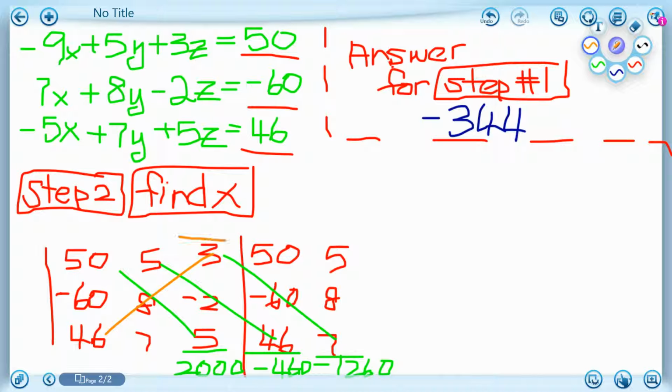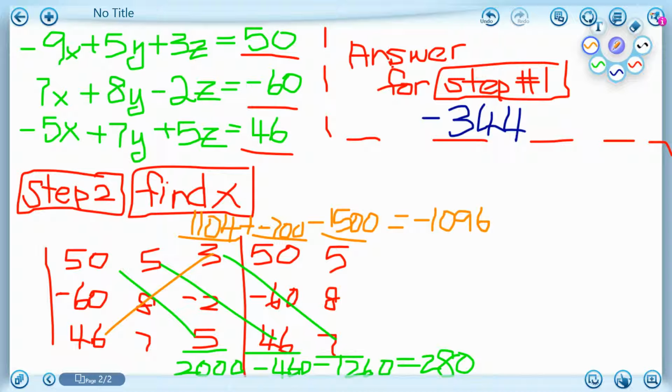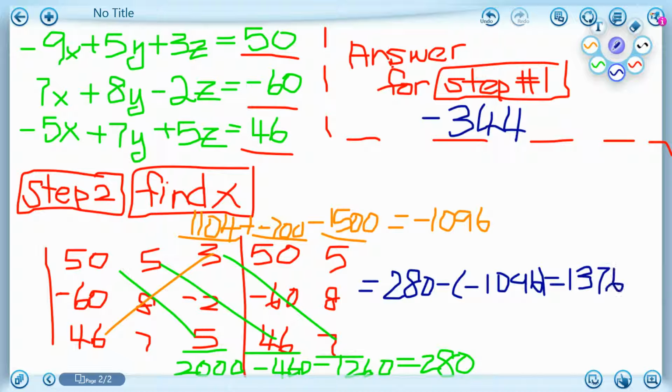Okay. Now I'm going to go ahead and do the top part. So that's going to give me 1104 plus negative 700. And that's going to give me 1,500. Now I'm going to go ahead and add these all out. So I'm going to get 280 on the bottom. I'm going to get negative 1,096 on the top. As always, I'm going to have to do bottom minus top, which gives me 1,376.